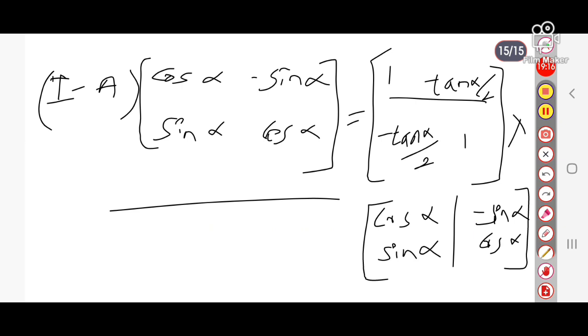We need to show that I plus A equal to I minus A into cos alpha minus sin alpha, sin alpha cos alpha. We need to prove that we found the value of I plus A. Now after multiplying this, we need to prove that we yield the same result as I plus A, right?